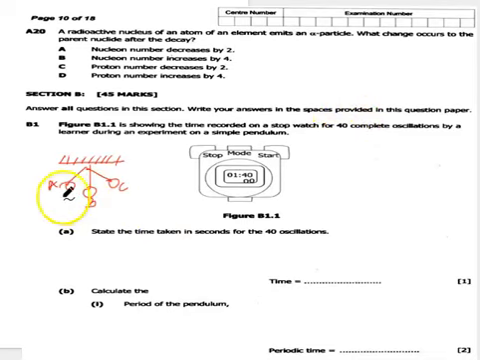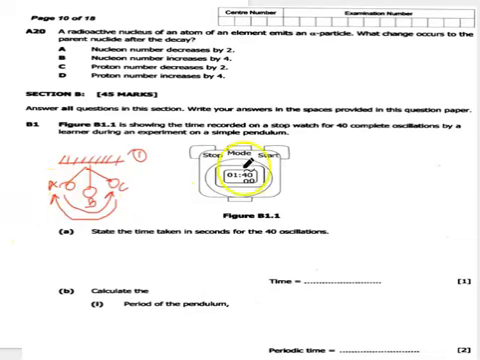Well, if a bulb, these are bulbs, if a bulb moves from point A to point C and comes back from point C to point A, it makes one complete oscillation. So if it moves from A to B, it makes 0.25. If it moves from A to C, it makes 0.5. So from A to C and back to A, it makes one complete oscillation.